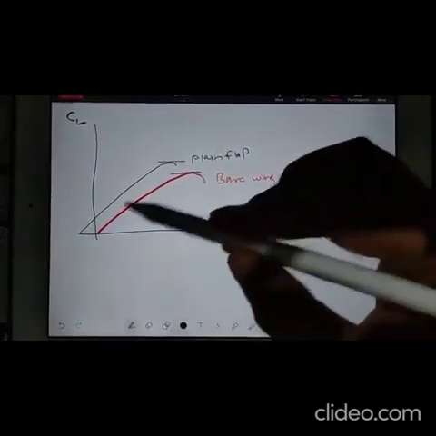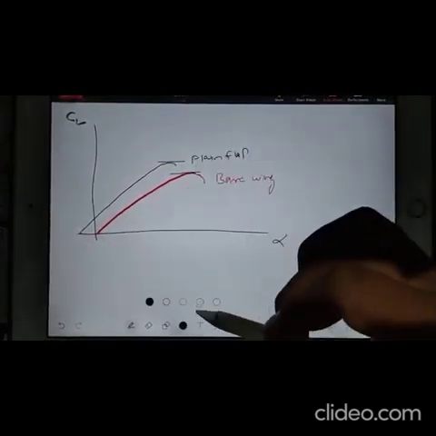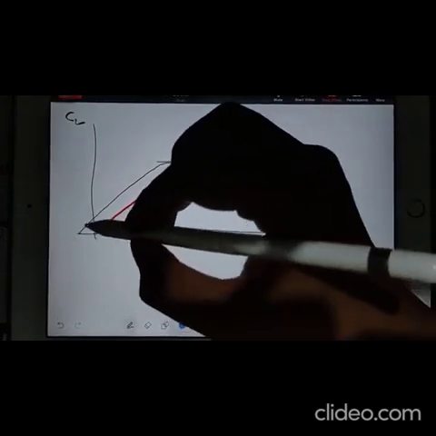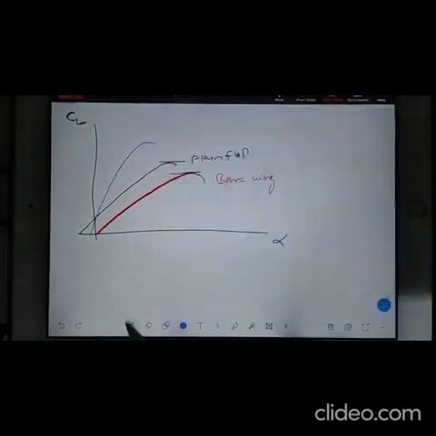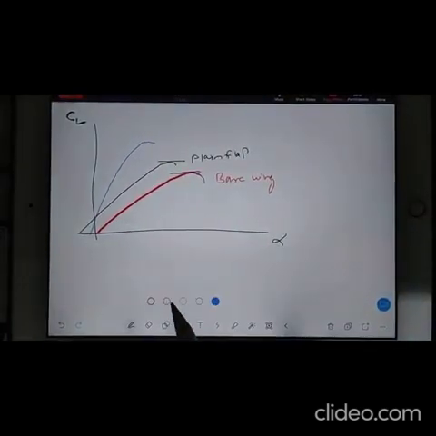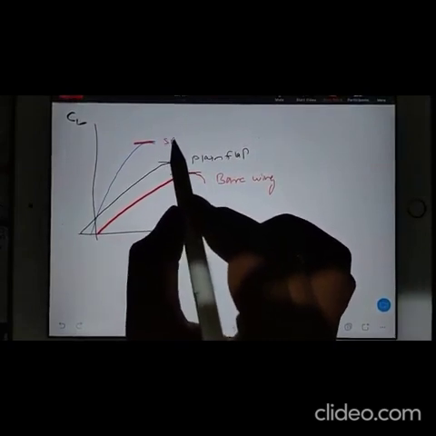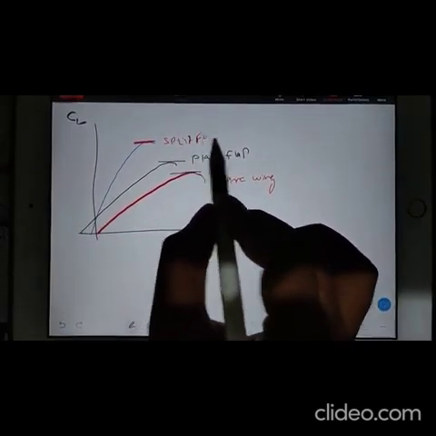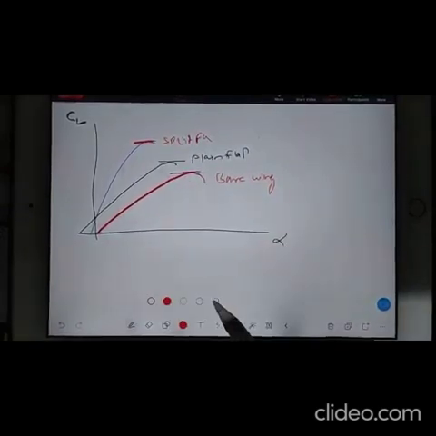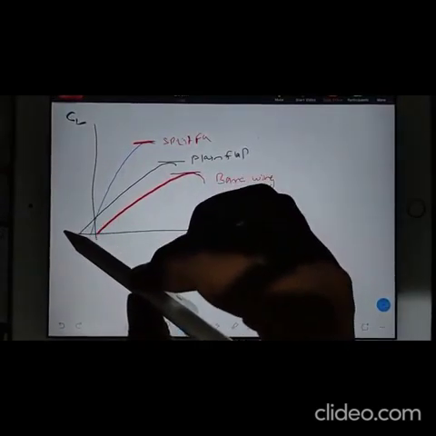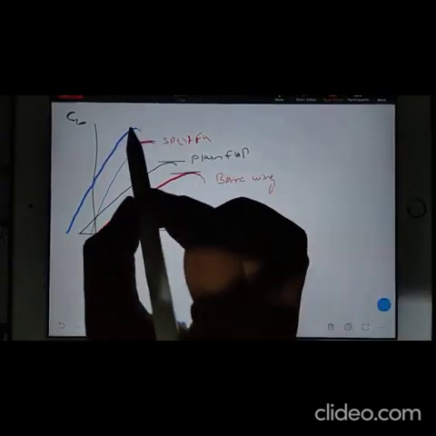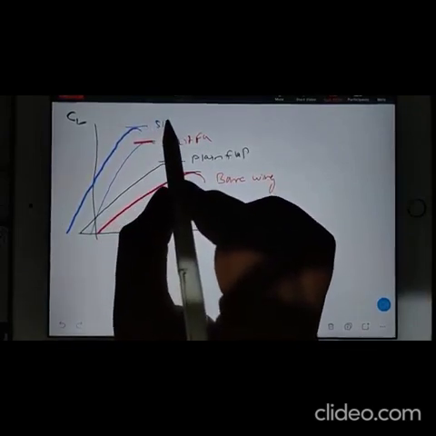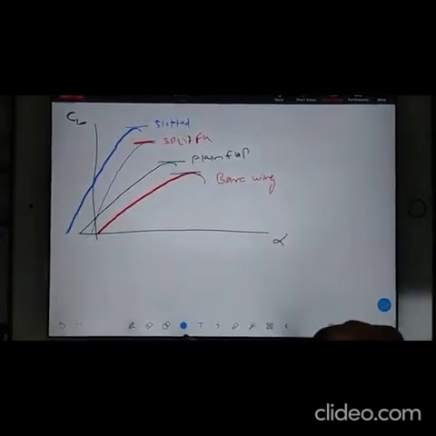And then you have a split flap. Only split flap will cut the plain flap. So you can see here you have a split flap, and after that you have slotted flap. So it will come from this side. It will go with extra CL. It is slotted, and then you have the last one, fowler.